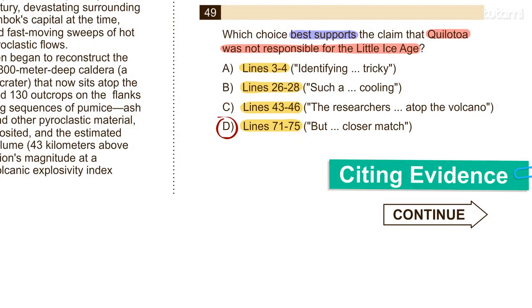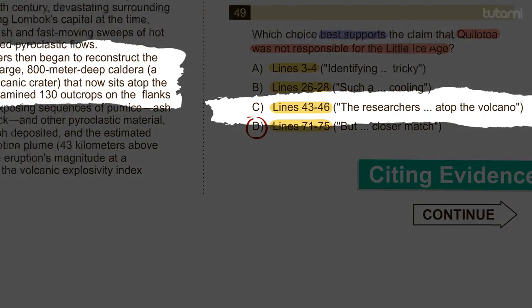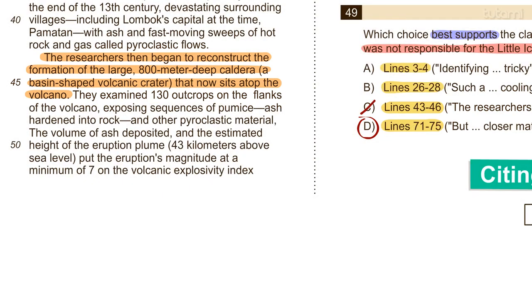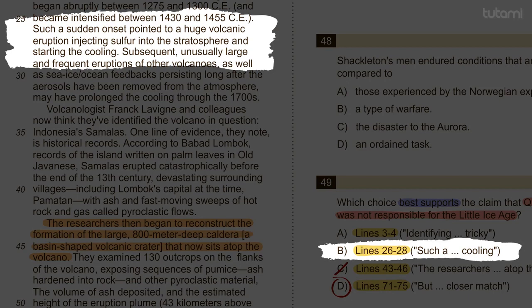But if we, just for fun, run through the other 3 choices, this will give you a really good idea as to how the SAT will try to trap us. Choice C, 43 through 46. The researchers then began to reconstruct the formation of the large 800-meter deep caldera, a basin-shaped volcanic crater that now sits atop the volcano. This statement simply stated that the scientists started to reconstruct something. It doesn't say who's at fault or who's not at fault. C is out.